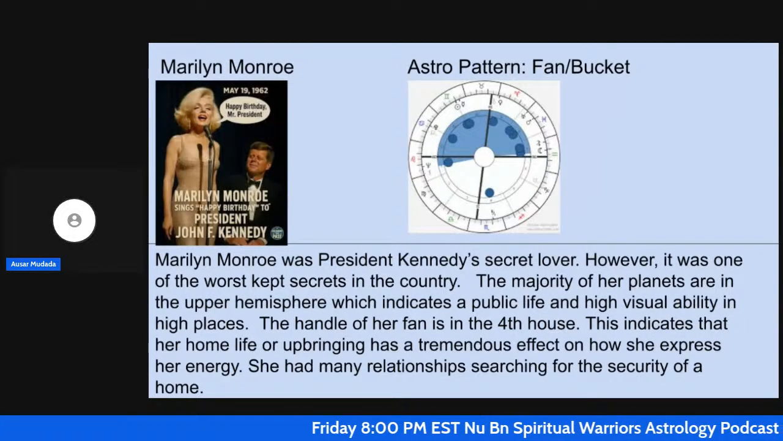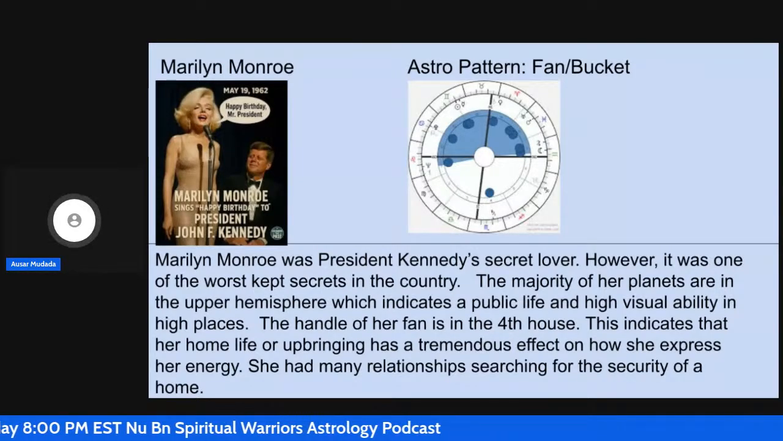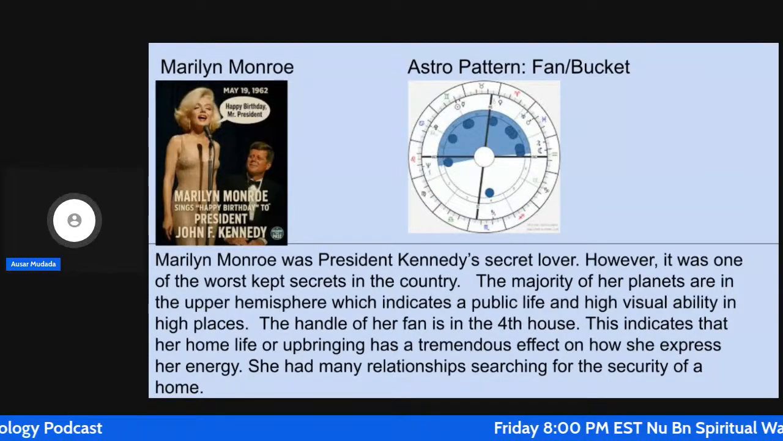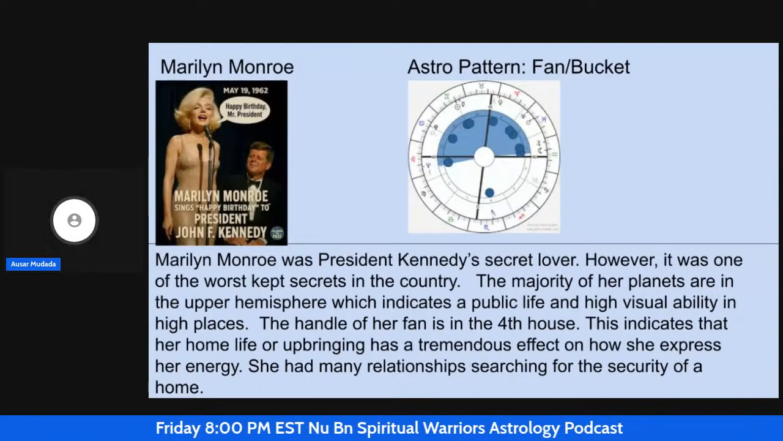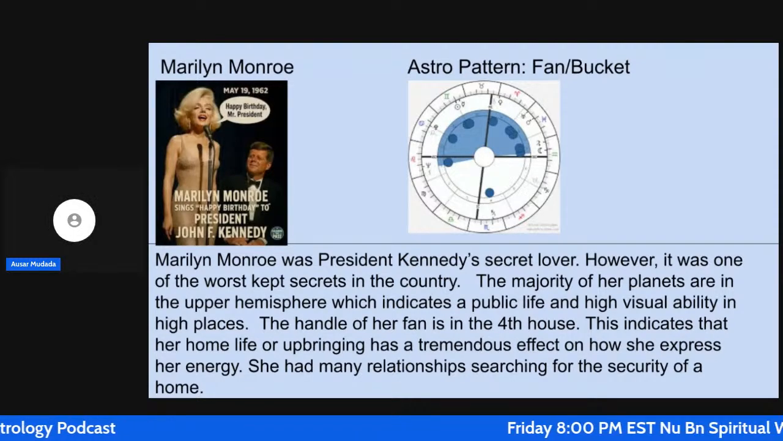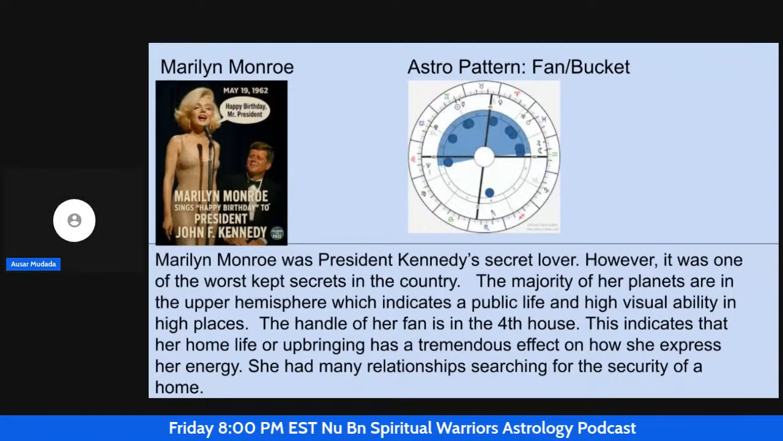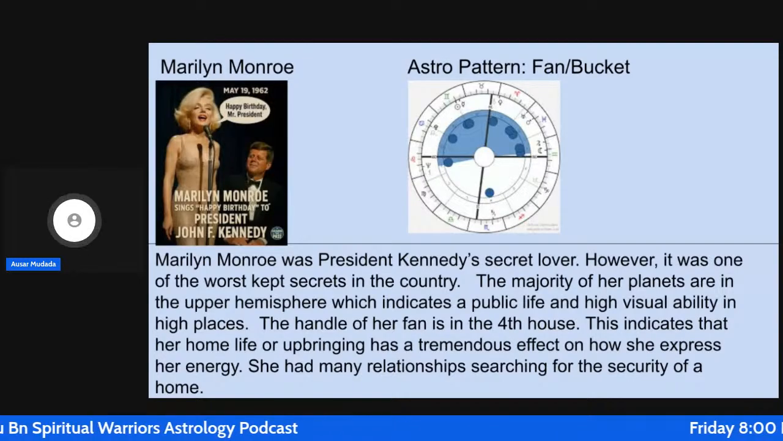All right, now, I'd like for you to take a look at this astro pattern, because this astro pattern is similar to the one of our mystery chart. It's considered a fan or a bucket. Notice how all the planets are clustered together, and then there's one lone planet off to itself. That's sometimes considered the handle of the bucket or the handle of the fan.